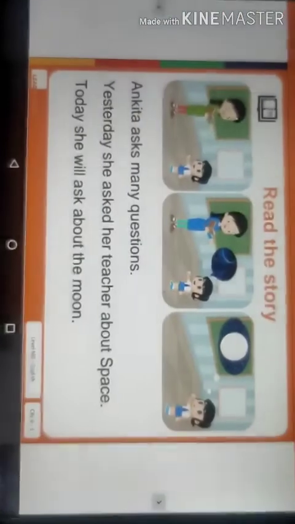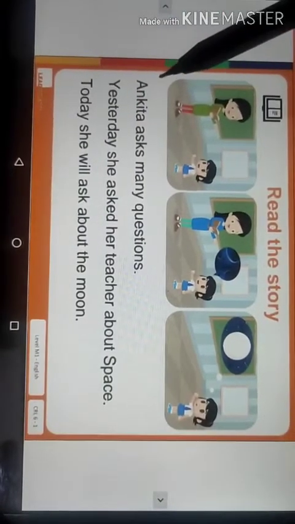So in grammar today we will learn about verbs. Verbs are used to indicate when an action happens. This is called tense. It tells us the time of action. Let us see how verbs change with time. Let us read this story.